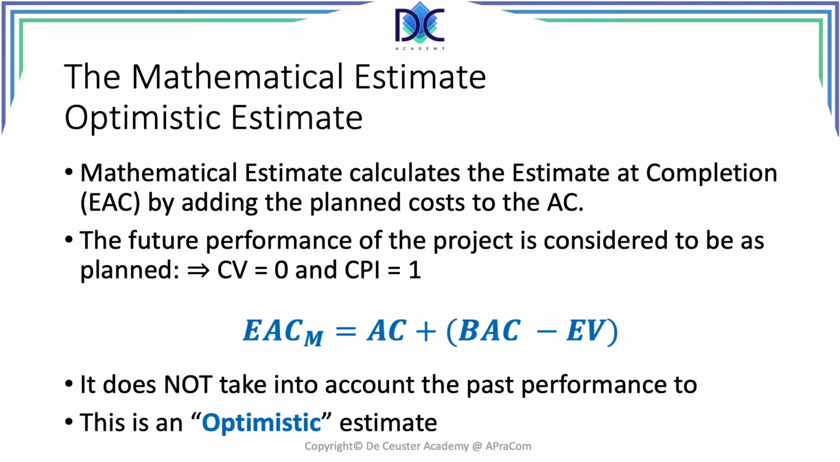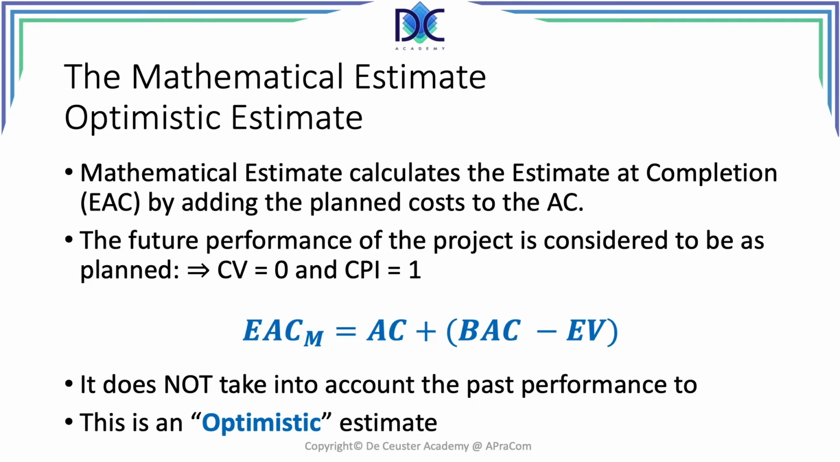The mathematical estimate, also called the optimistic estimate, is an estimate where we consider that the continuation of the project after our reporting period will be as planned. It means that the cost variance will be equal to 0 and the CPI from here on will be equal to 1. When we put that in calculation, we say that the estimate at completion, the mathematical estimate, is equal to the actual cost plus the BAC minus the earned value.